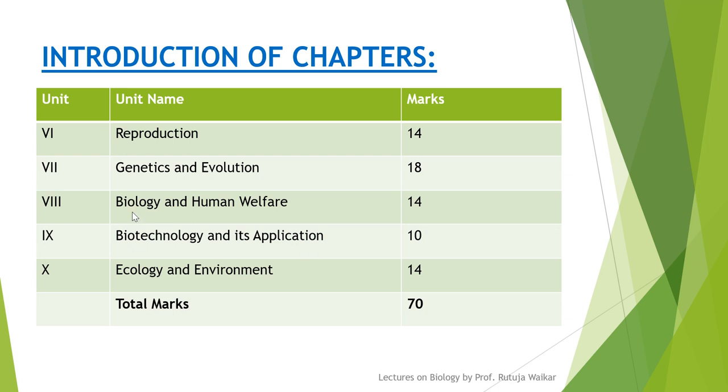Then unit 8 is Biology and Human Welfare, and according to the CBSE paper pattern it has 14 marks. Then unit 9 is Biotechnology and its Application. This is a very easy, interesting unit, and it has 10 marks according to your CBSE paper pattern. And the last is unit number 10, Ecology and Environment. It has 14 marks, and the total marks of the whole paper is 70 marks.